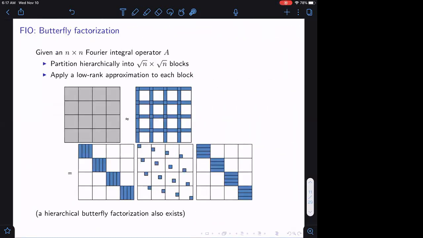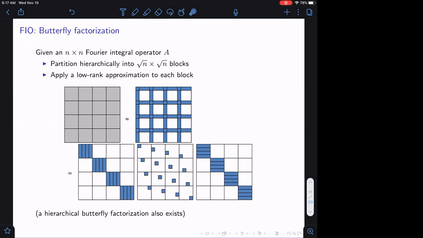Suppose you give me a Fourier integral operator of size n by n, after discretization. The operator itself is not low rank, and its off-diagonal block is also not low rank. Just think about the Fourier transform: because the Fourier transform is an isometry, the whole matrix is not low rank. And if you take half the matrix, a half-size off-diagonal block, it's also not low rank. But what is low rank is a very special partitioning.